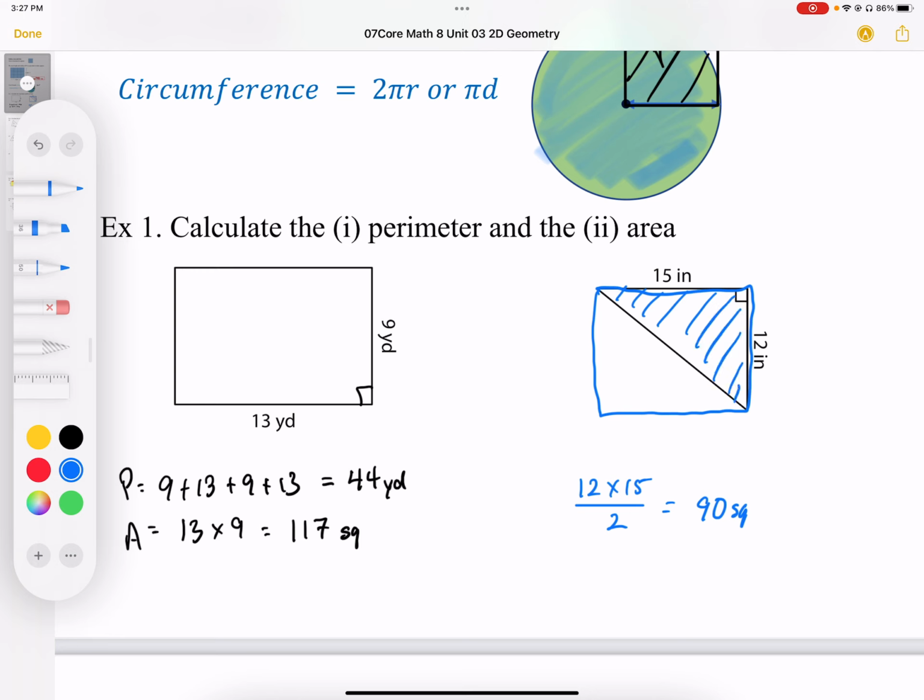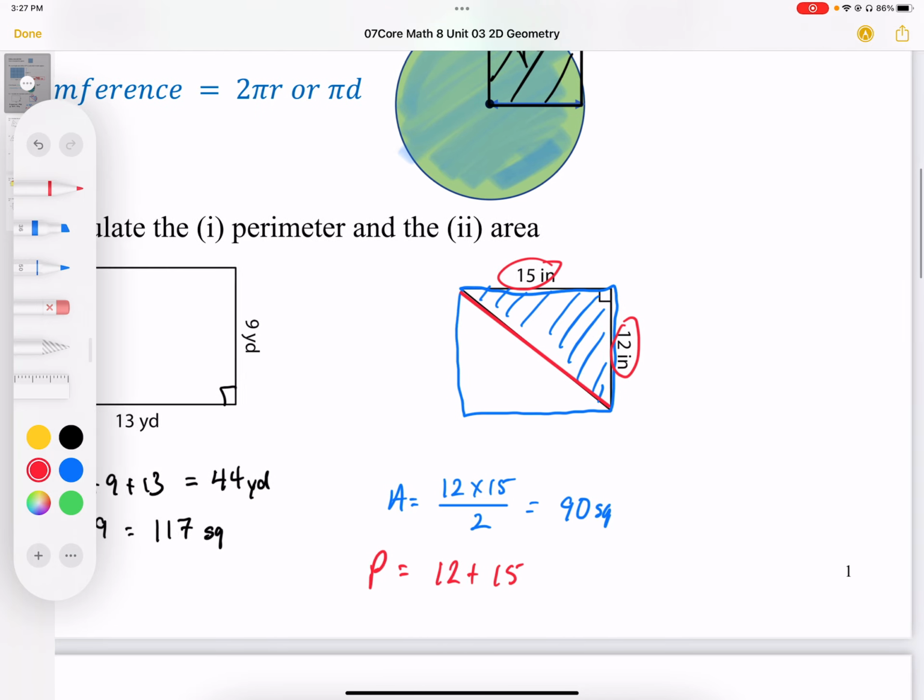Now, in terms of the perimeter, I just need to add up the outside. 12 plus 15. This is my perimeter. This is my area. So 12 plus 15, but the problem is I don't know this length here. So to find out that length, I use Pythagoras.